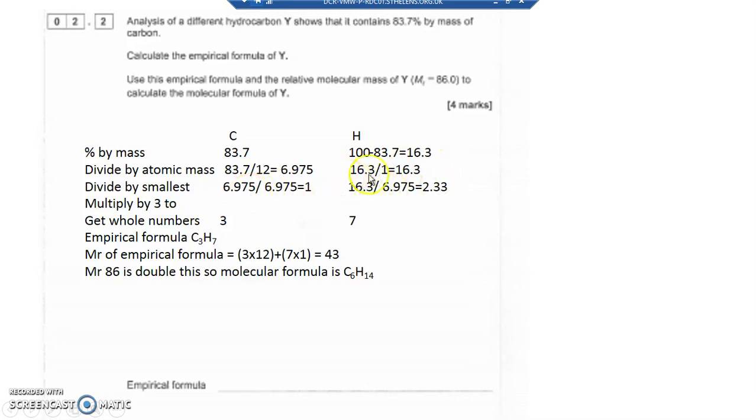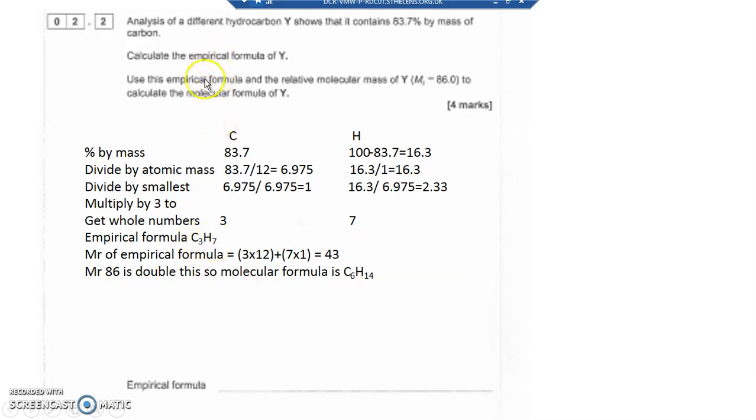Then you're going to have to spot the number that you need to multiply by to get this fraction into a whole number. 2.33, if you multiply by 3, that equals 7, and this one equals 3. So multiply both of them by 3 and it ends up as a ratio of 3 to 7. So its simplest formula, its empirical formula, is C3H7.